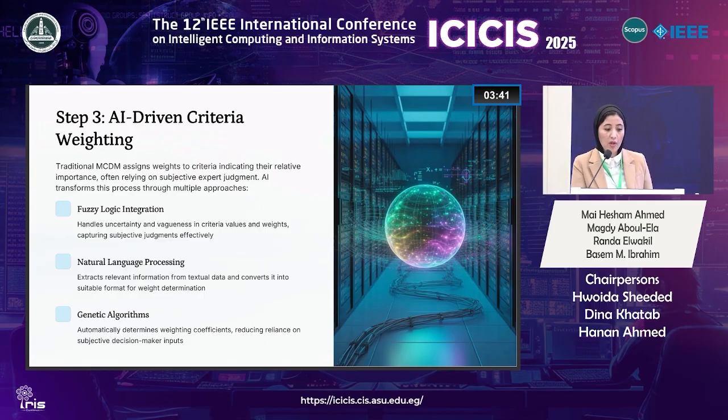Okay, step 3 is AI-driven criteria weighting. In this step we have to give weights for each criterion, based on how important it is to the decision maker or to the problem. In the traditional way the decision maker did it manually, which leads to subjective biases, and AI-injected techniques could be fuzzy logic integration, natural language, and genetic algorithm.